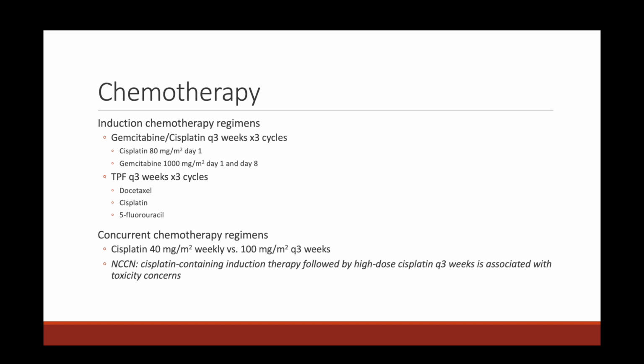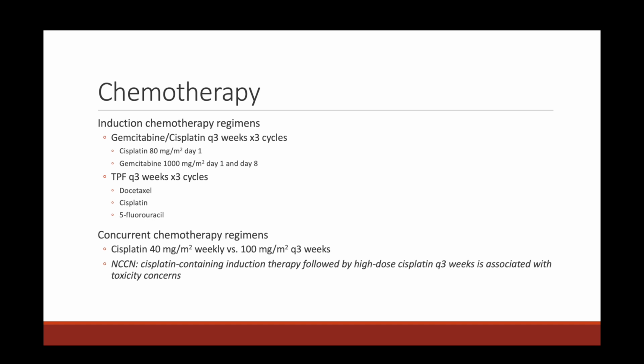And the regimens that we utilize are something like gemcitabine and cisplatin, given every 3 weeks for 3 cycles. So the cisplatin is 80 milligram per meter squared on day 1, and gemcitabine is 1,000 milligram per meter squared day 1 and day 8. There's another regimen known as TPF, which is docetaxel, cisplatin, and 5-fluorouracil. That's also given every 3 weeks for 3 cycles total, and that's another option in terms of an induction chemotherapy regimen.